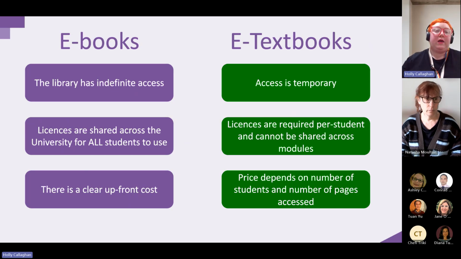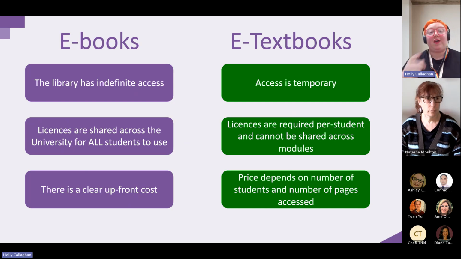So we buy an ebook usually with a multi-user license, which can be shared across the university for all students to use during the duration of that book's life. Same way with a print book, we'll buy X amount of print books, put them on the shelf, and hundreds, if not thousands, of students can borrow that book as long as that book is in existence.